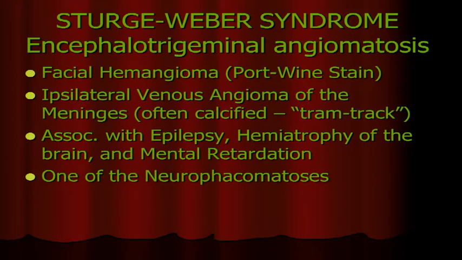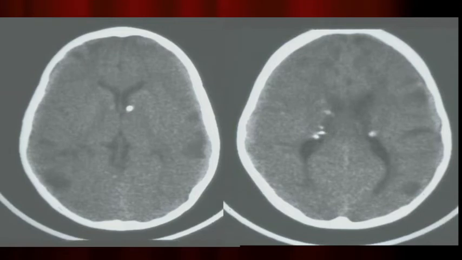It's a neurophakomatosis. What other neurophakomatoses do you know? Tuberous sclerosis, neurofibromatosis, very good. And what do you see here on the CT? Subependymal calcifications, probably in subependymal tubers. So what does this patient have?